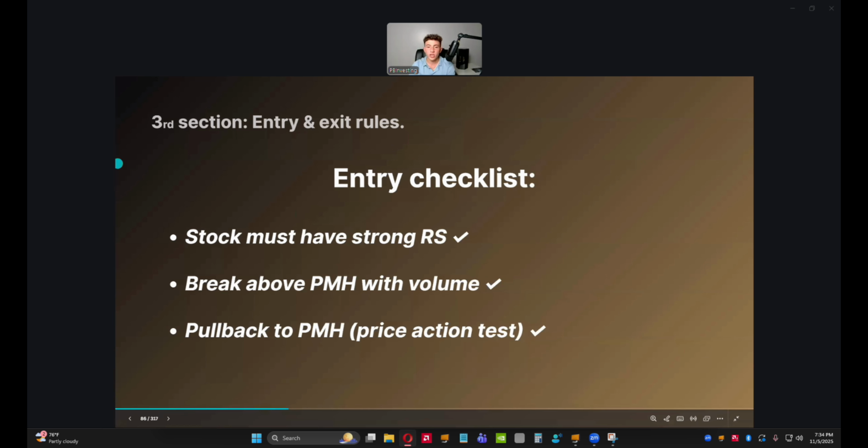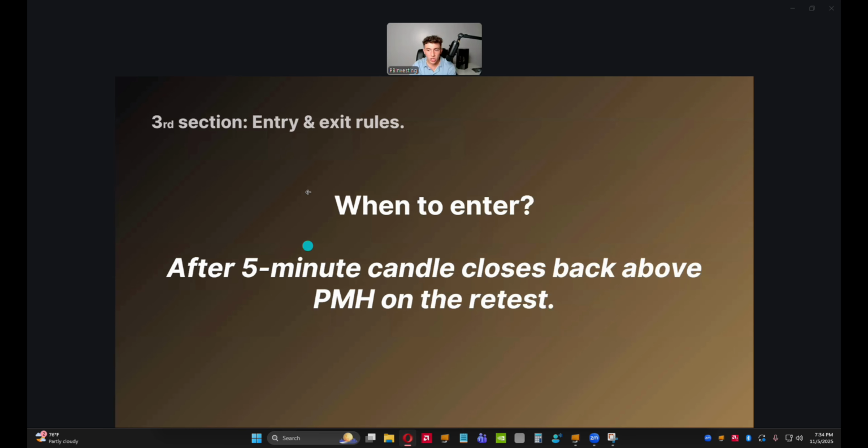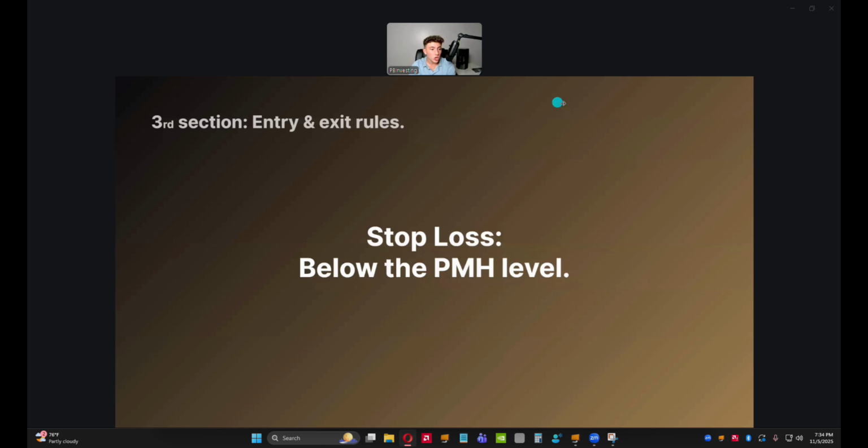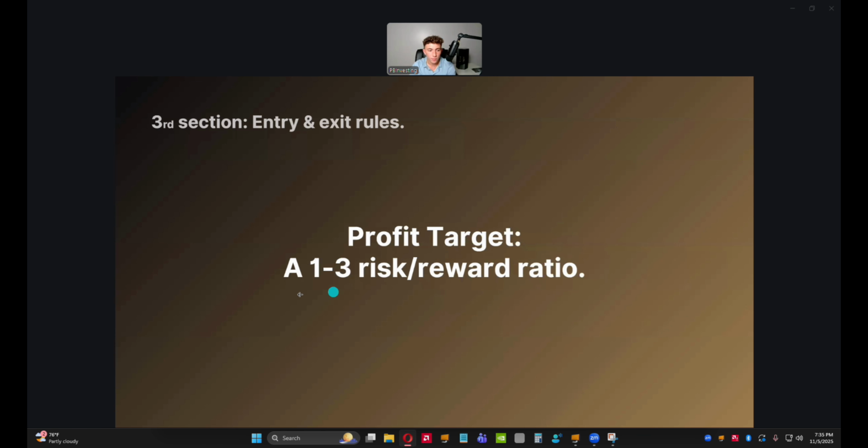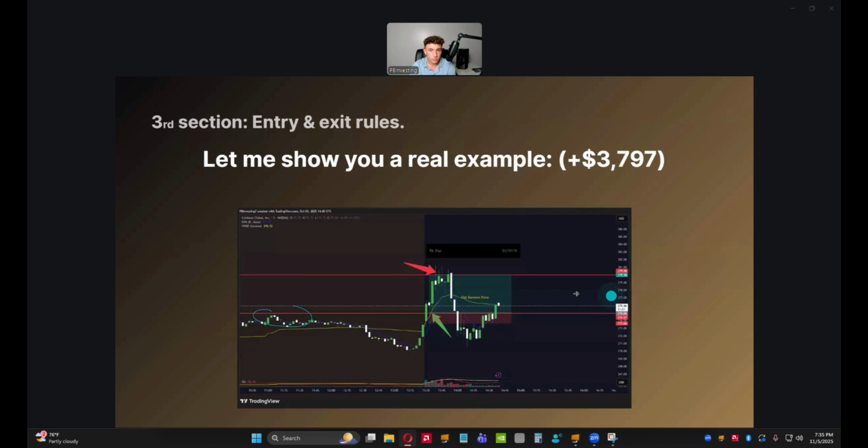So this is your entry checklist. The stock must have strong relative strength. It must have a 5-minute close above the pre-market high with volume, and then it must pull back to the pre-market high. Now, when do you enter? You want to enter after the 5-minute candle closes back above pre-market high, and then it taps it. What's your stop loss? Your stop loss is below the level. So let's show you an example. And for every trade, it's a 1 to 3 risk to reward ratio. So let's go through it step by step.